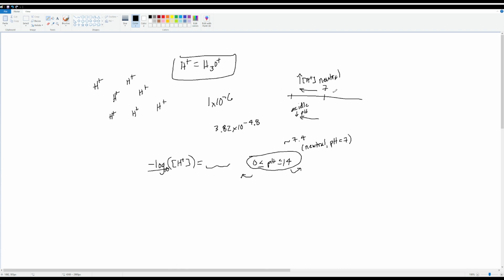And then vice versa. As we go above 7, towards 14, we're decreasing our H plus concentration. It'll be more basic, and we're increasing our pH. So increasing pH means we're decreasing the H plus concentration.